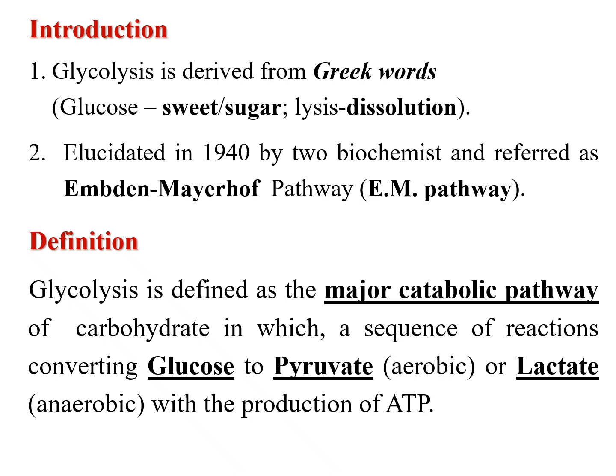First we'll go for definition. Glycolysis: breakdown of glucose to pyruvate under aerobic condition or lactate under anaerobic condition for energy, which is nothing but ATP production. Where does it occur? Tissue site: all tissues of the body. It is the only pathway that is taking place in all the cells of the body. Mostly it happens in cytosol.